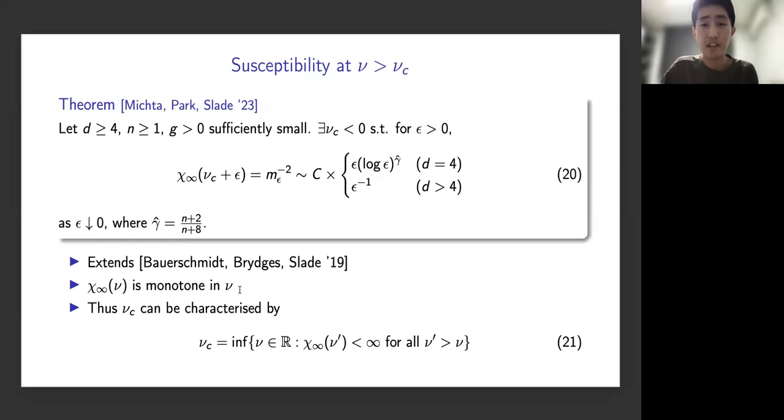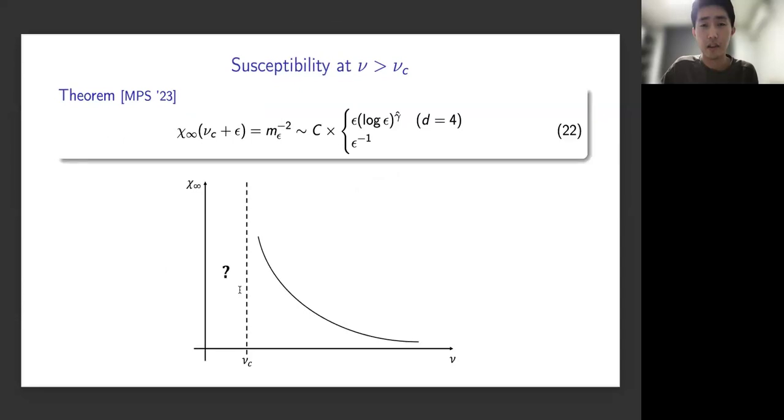We didn't state it in our paper. However, we could also obtain that when nu goes to infinity, chi infinite decays polynomially. So we have a polynomial upper bound and lower bound on the decay of chi infinite. And well, according to this formula, equation 22, we know how it diverges as nu tends to nu critical.